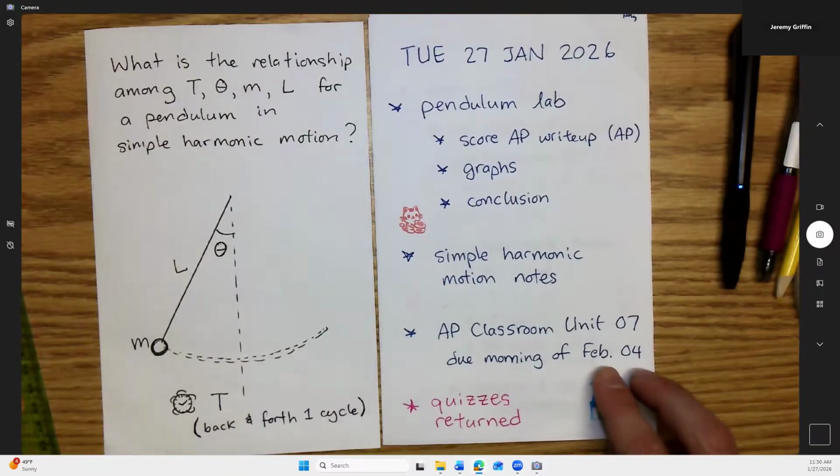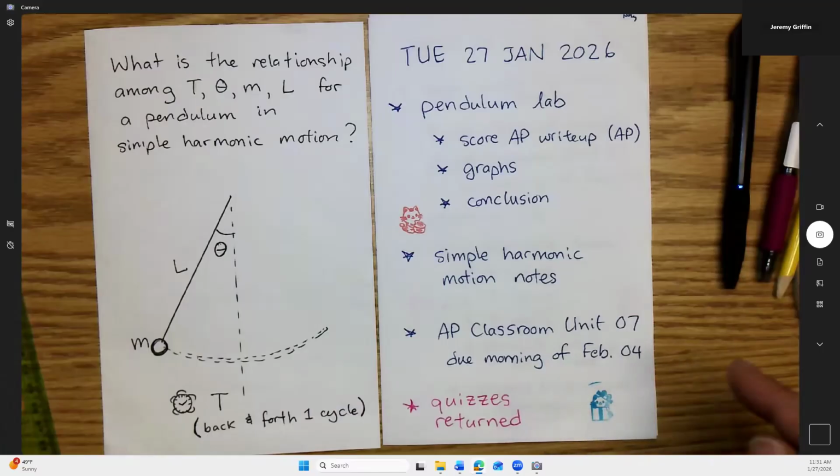Guys, when are you going to have the AP classroom puzzles finished by? Yeah. So February 4th is a Wednesday. I want to debrief those in class, so you guys will have those done by then. Probably tonight, I bet you guys can start looking at these questions. You can probably answer some of these questions tonight even.